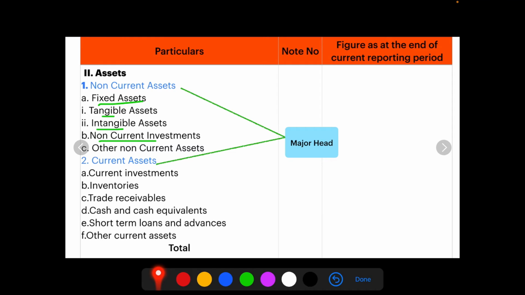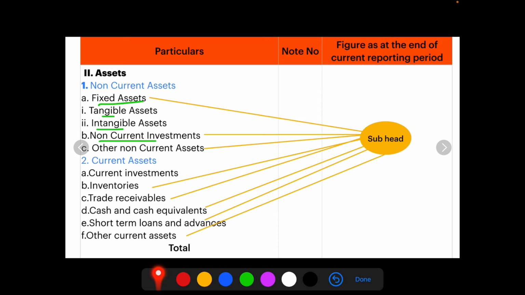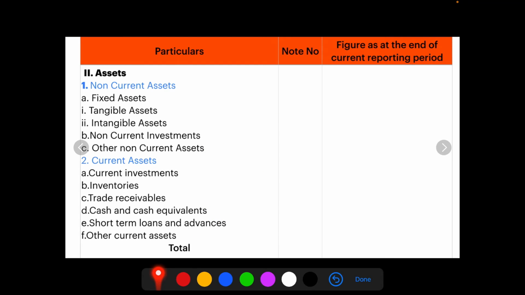So again, in the previous slide we learnt about the major heads, and now here you have the subheadings. The subheadings are to be remembered in order to prepare notes to accounts. It is very important for us to follow the major headings and the subheadings, which will help us to prepare the balance sheet of a company.